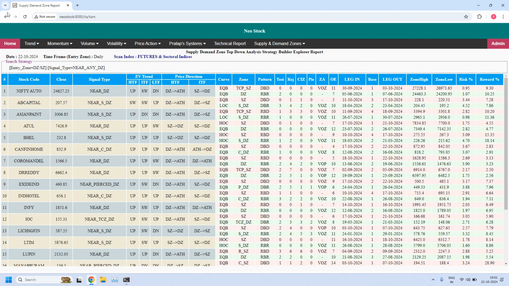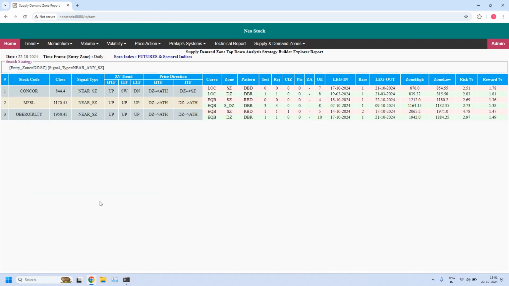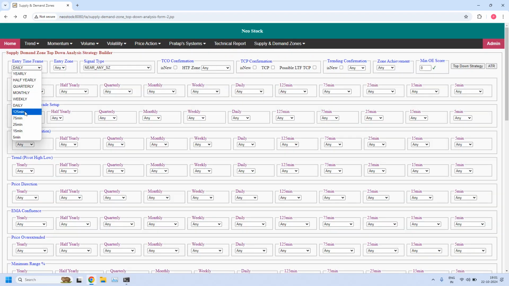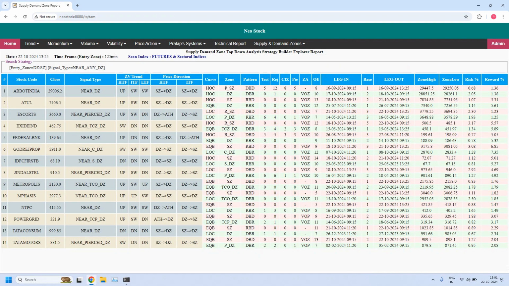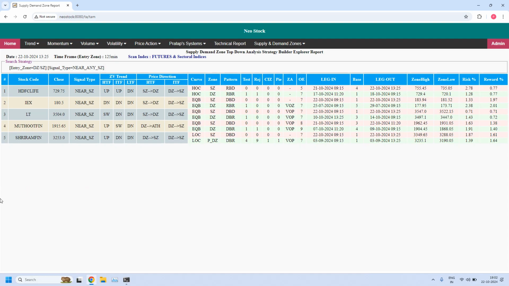Okay, next let's look for daily time frame. Let us find the stocks near daily supply zone. 3 stocks are filtered and no high liquidity supply zones from this list. Next time frame is 125 minutes. So let us find the stocks near 125 minutes demand zone. 14 stocks are filtered. Next, for 125 minutes time frame, let us find the stocks near 125 minutes supply zone. 5 stocks are filtered.